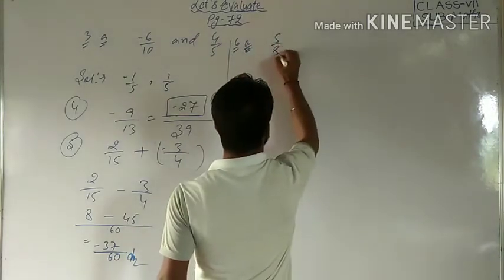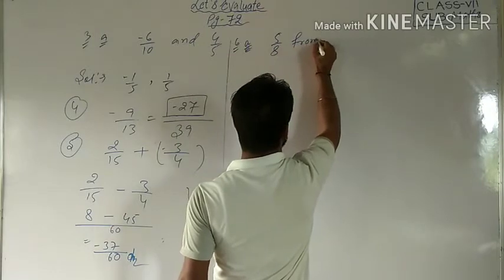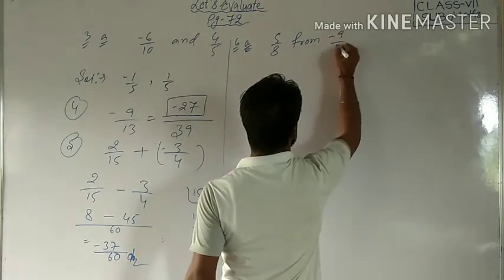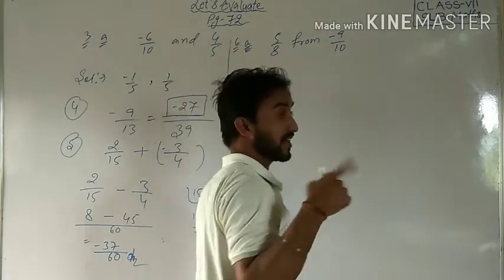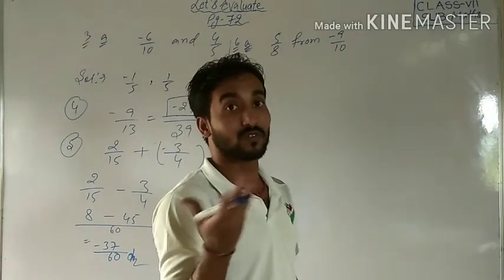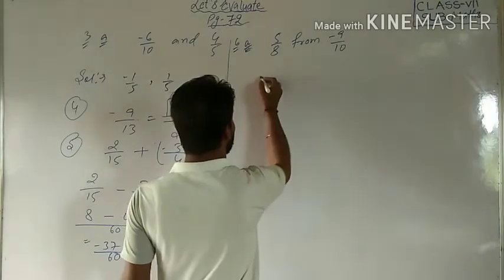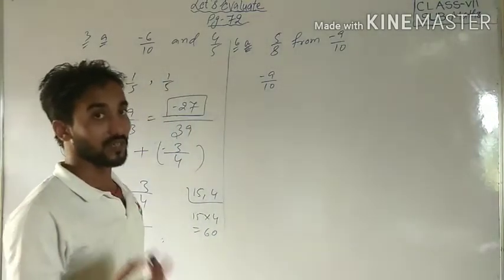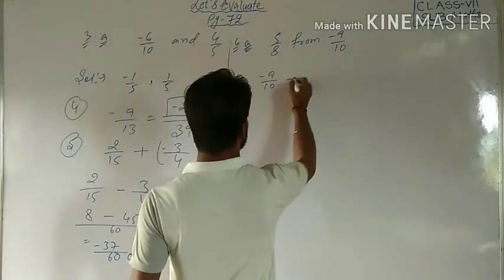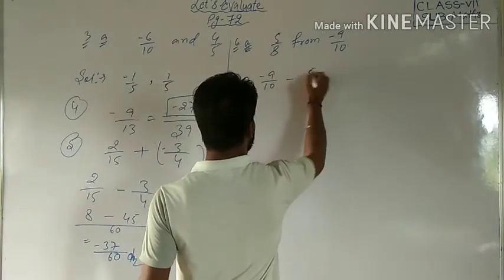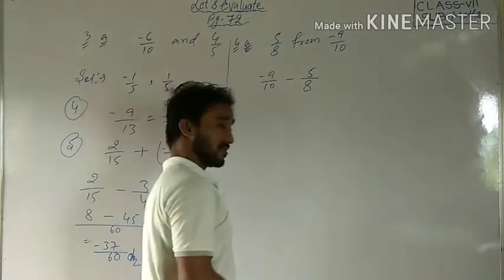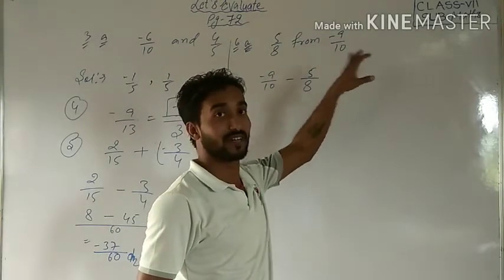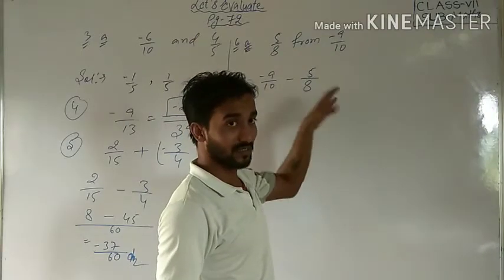Subtract 5 by 8 from minus 9 by 10. It means that you have to subtract, but from whom? From minus 9 by 10. So we will write minus 9 by 10 first. Now subtract 5 by 8. Be careful, students. The number given after "from" will always be written first, and after that the next number.